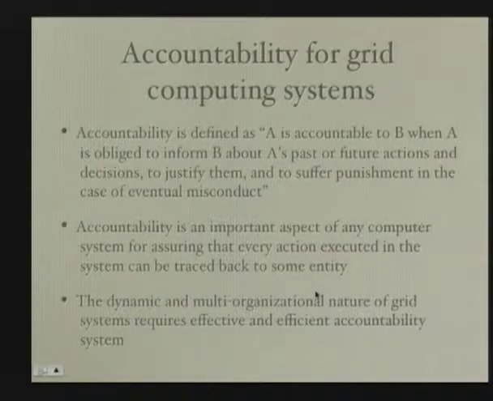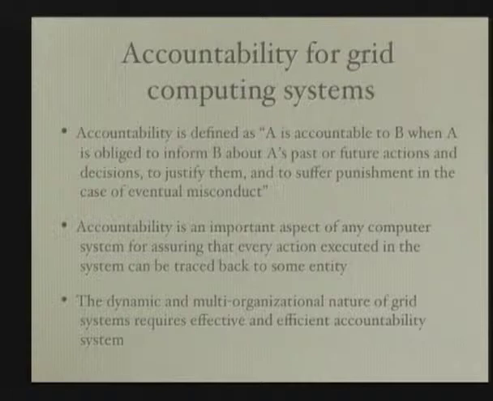What is accountability? Accountability is defined as: A is accountable to B when A is obliged to inform B about A's past or future actions. If there is something wrong, A's actions should be traced back to the real entities, who sometimes suffer punishment. Accountability is an important aspect of computer systems for assuring that every action executed in the system can be traced back to some entity. It is very crucial for ensuring safety and security in a grid computing system, because of the dynamic and multi-organizational nature of a grid, which requires an effective, efficient accountability system. But up to now, no comprehensive accountability system has been designed.